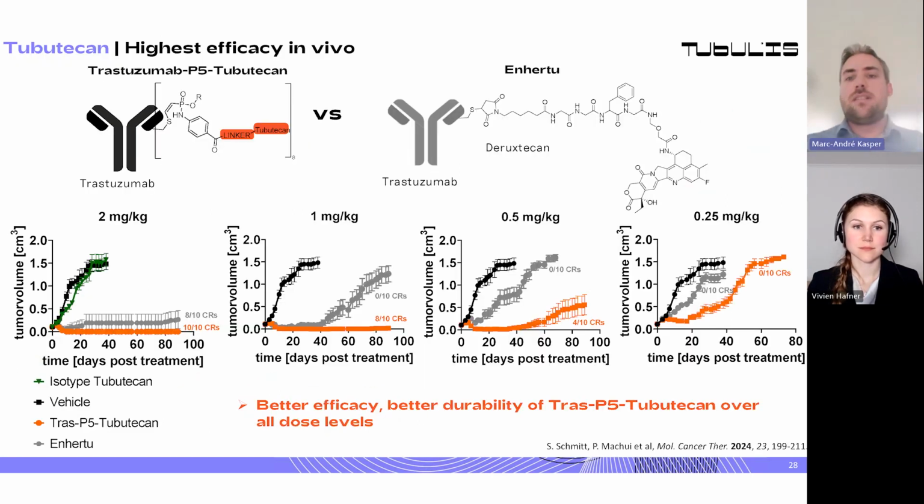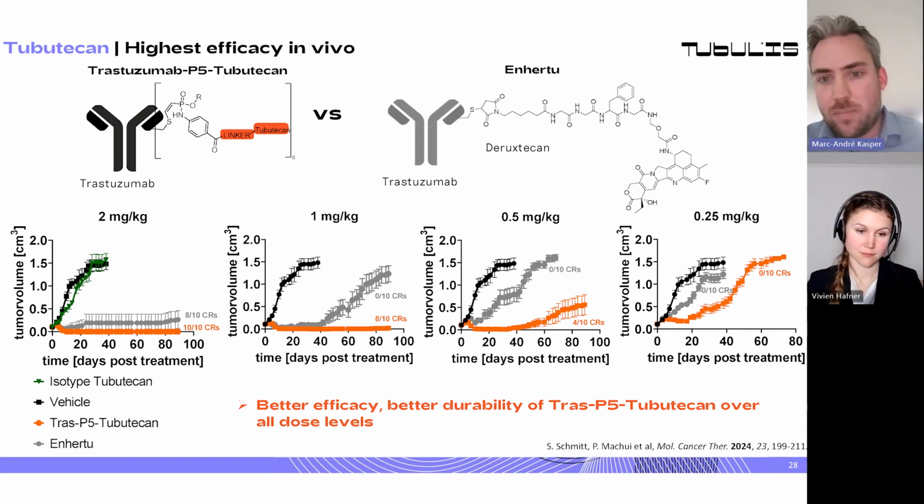And also here we did a nice confirmation experiment, and this is now an in vivo model where we treated tumor-bearing mice either with our trastuzumab boutiquin-based ADC or Enhertu. And here we really showed that we have a very good tumor penetration, because over all dose levels, so from 2, 1, 0.5, and 0.25, we were superior in eradicating the tumors from these mice.